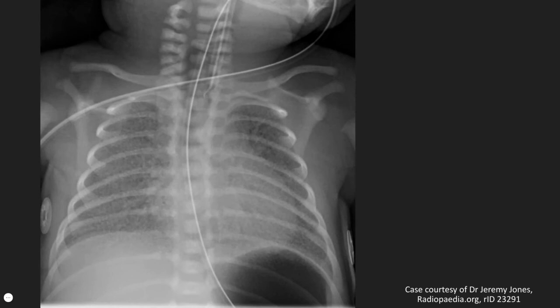This example shows an intubated preterm neonate. Notice the unossified humeral heads with a nasogastric tube in situ. They have bilateral low volume lungs with granular airspace opacification.